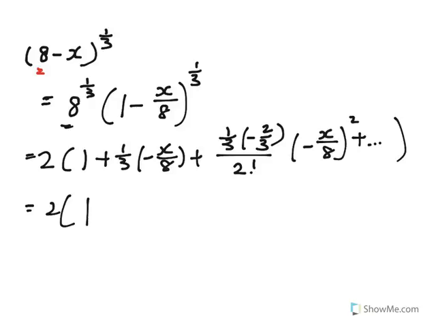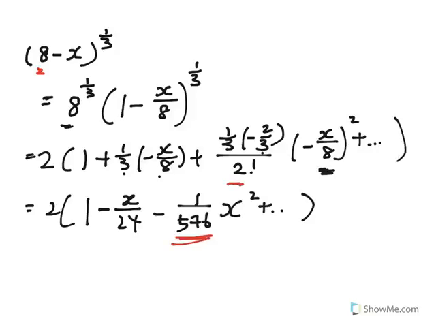You're going to get 2 times (1 minus x over 24, 3 times 8, then 3 times 3 is 9, negative 2 over 9, 2 over 9 becomes negative 2 over 18, negative 2 over 18 becomes negative 1 over 9. This part is 64, 1 over 64, so we're just going to get negative 1 over 576 times x squared. You can work this part out, it's not so difficult, just take these and these. Then eventually simplifying your coefficients, you have 2 minus 1 over 12 x minus 1 over 288 x squared.